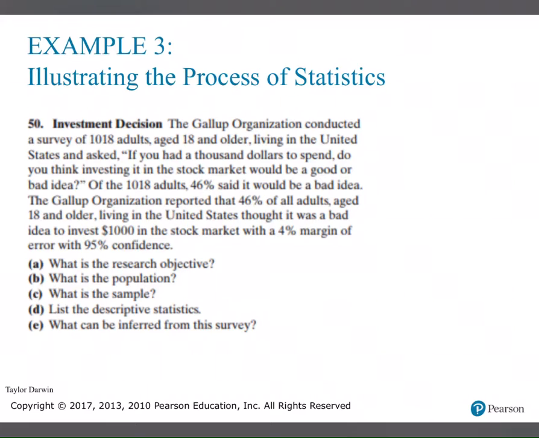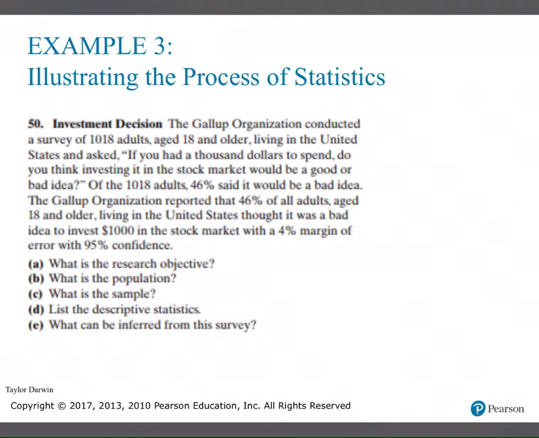Okay, example 3. Sorry, it's a little blurry. It says, the Gallup organization conducted a survey of 1,018 adults aged 18 and older living in the United States and asked, if you had $1,000 to spend, do you think investing it in the stock market would be a good or bad idea? Of those 1,018 adults, 46% said it would be a bad idea.